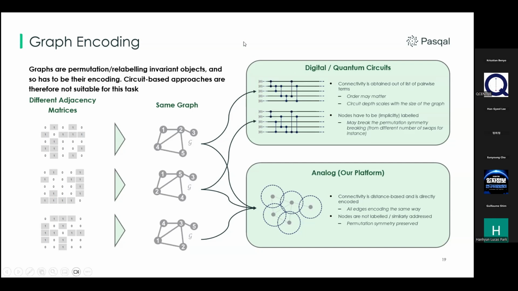Yes, one more question. I'm not sure what you mean by making the representation lower exactly.